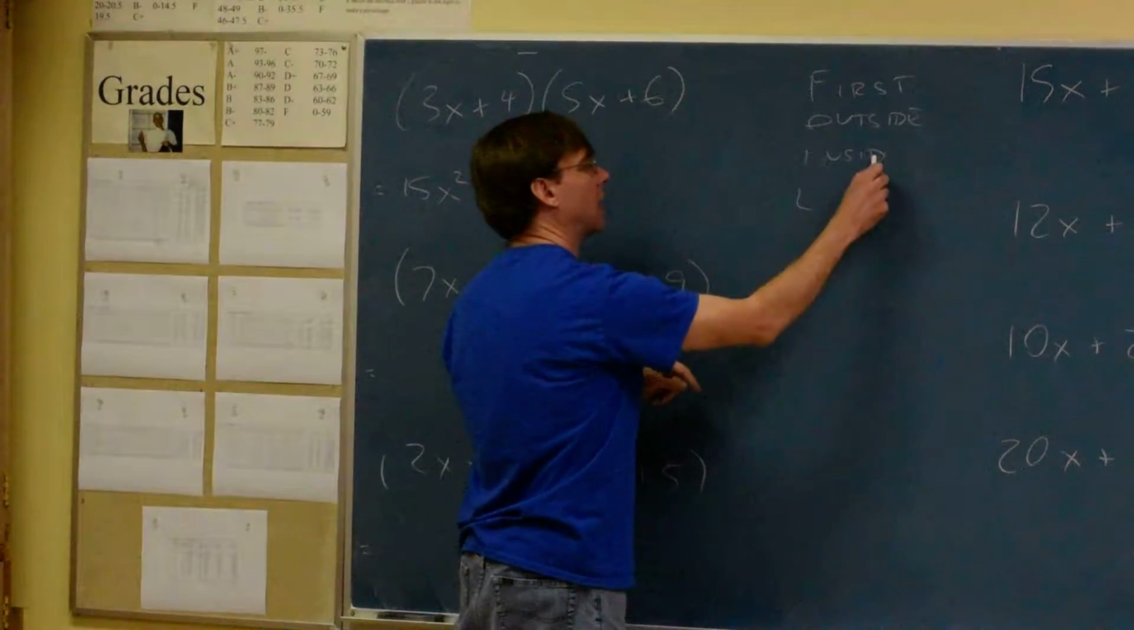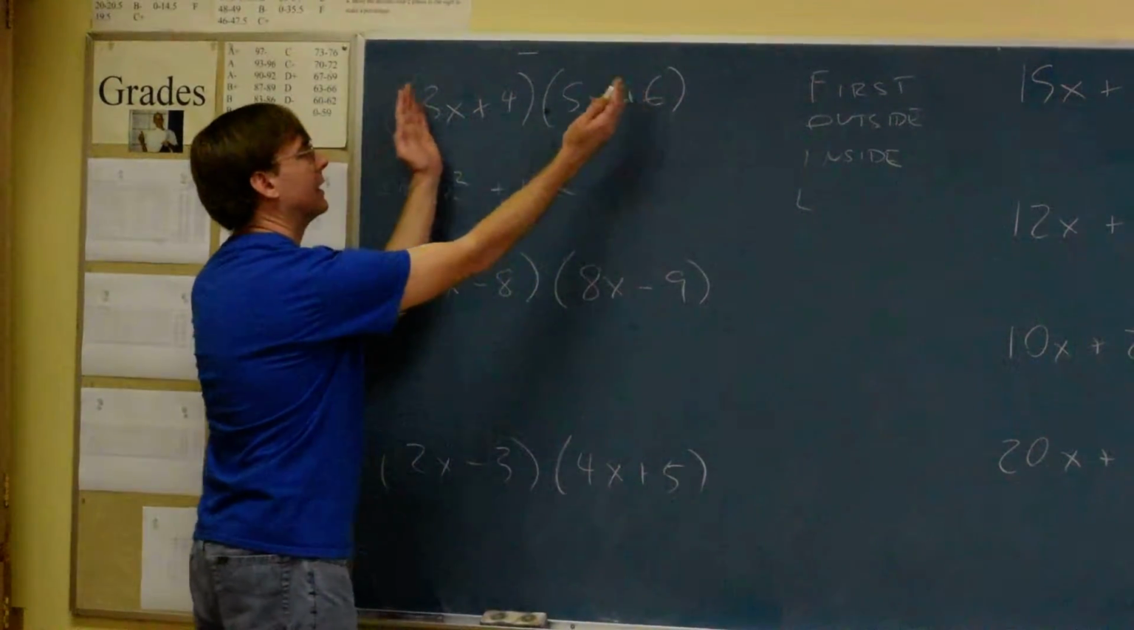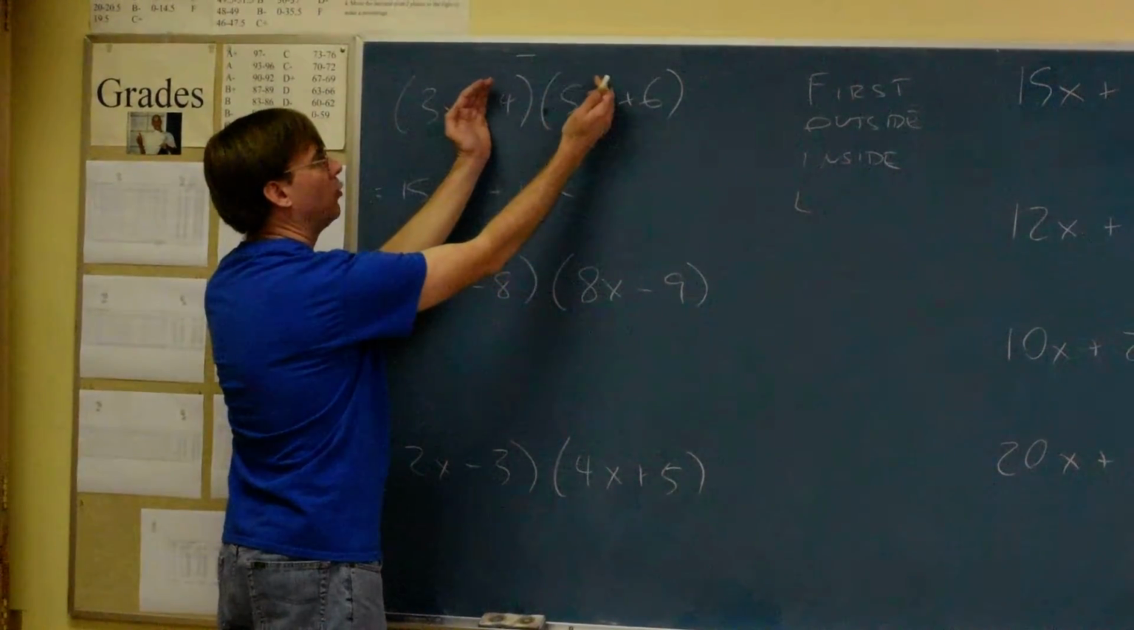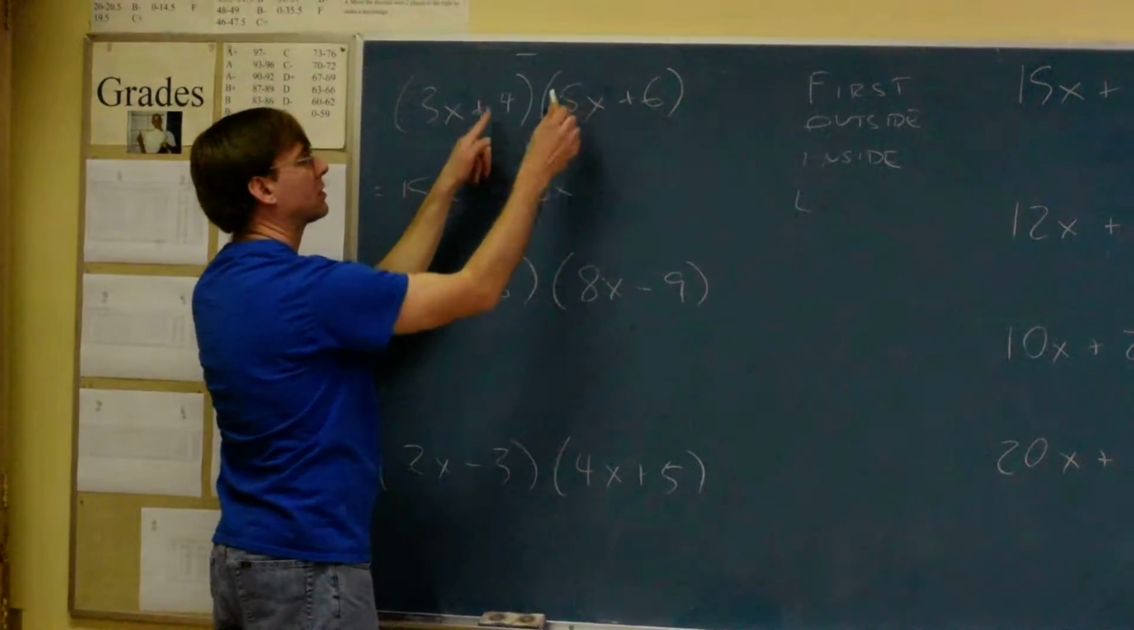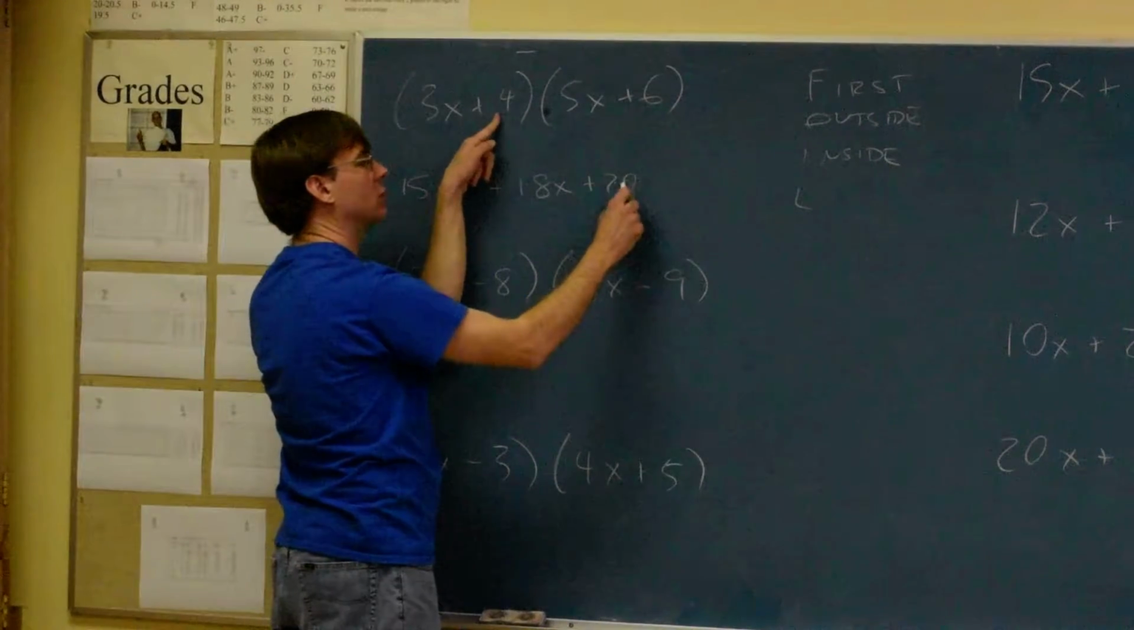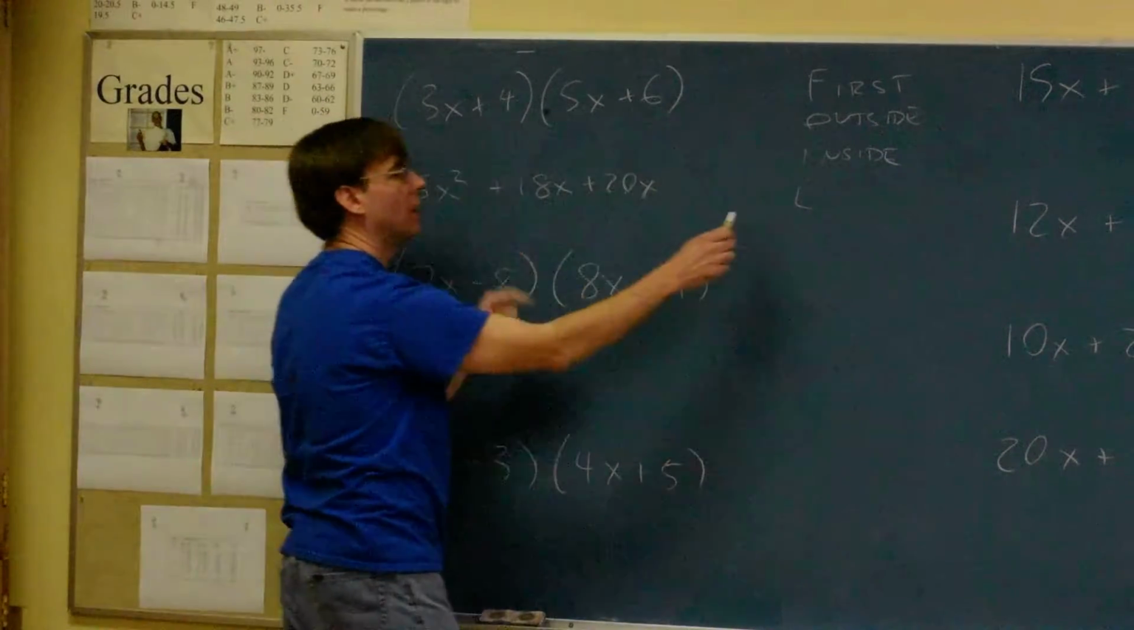The I stands for the insides. At the inside of this problem, we have the 4 and the 5x. 4 times 5 is a 20x.